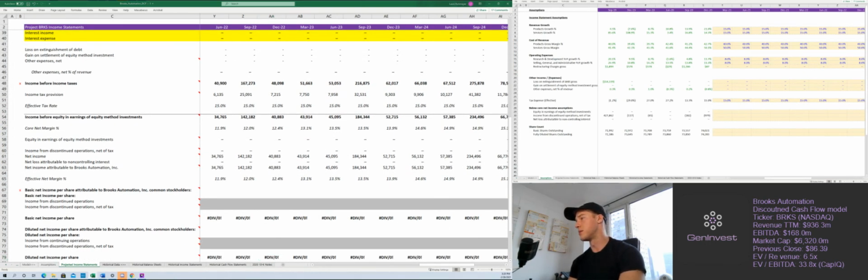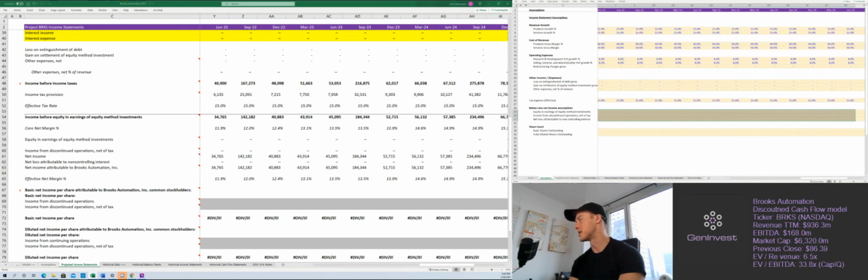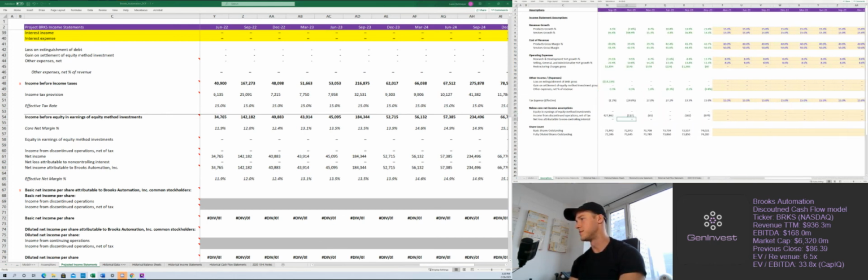I see on the assumptions tab, these are the line items for here: equity and earnings of equity investments, discontinued operations net of tax, and net loss attributable to non-controlling interest. We're going to call all of these zero, given that we're not going to project that there's something meaningful here in the next years.